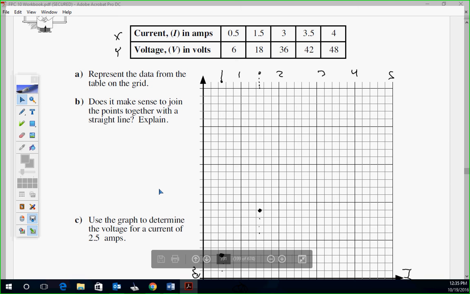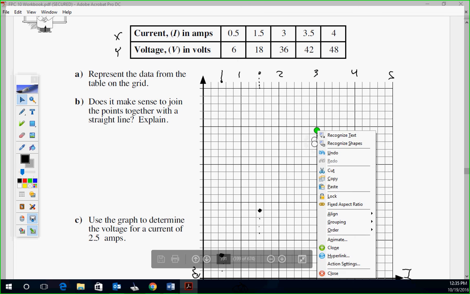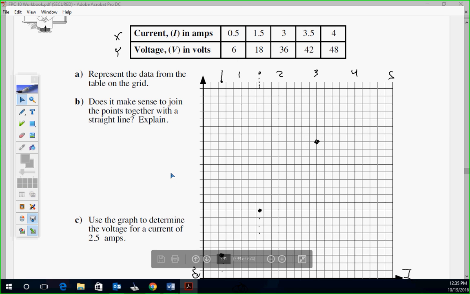Okay, 3 and 36. So 3 is right here. Mine's written a little bit to the side there. So 2, 4, 6, 8, 10, 12, 14, 16, 18, 20, 22, 24, 26, 28, 30. So here's 36. And you start to see that it's pretty linear. All those points would connect in a linear line.